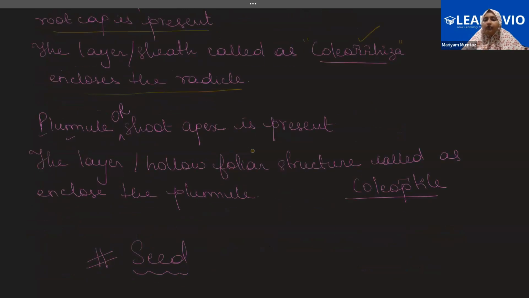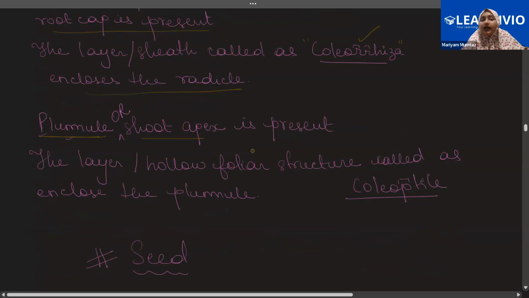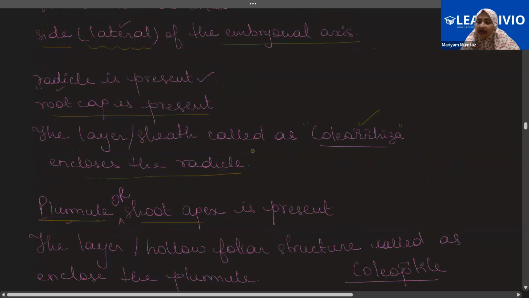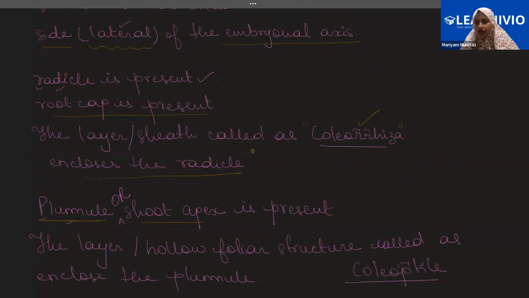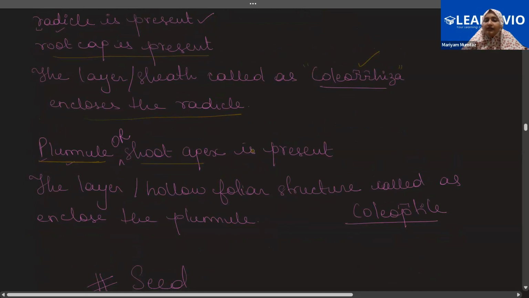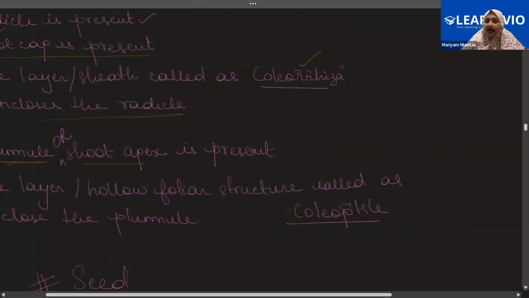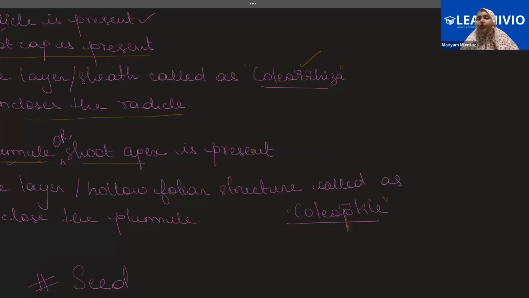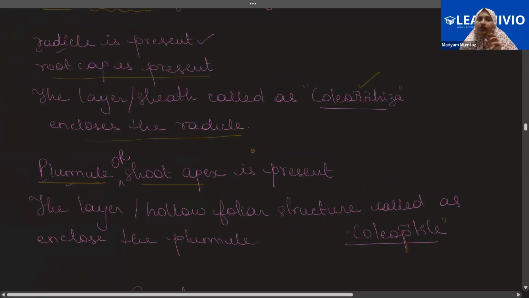Now talking about the plumule or the shoot apex. See, the other name for radicle is the root apex. The other name for plumule is the shoot apex because it gives rise to the shoot. Okay, so plumule is also present, and the layer which covers the plumule is known as coleoptile. Again, to avoid confusion, coleoptile has P in it, so it will cover plumule. Coleorhiza has R in it, so it will cover the radicle.